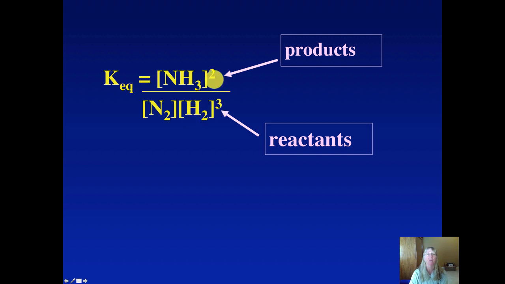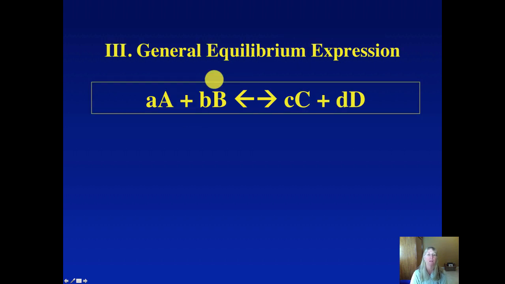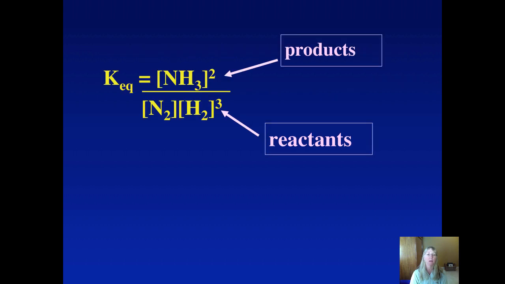And let's take a look at where those powers of 2 and 3 come from. In the general equation that you see here, the little letters a, b, c, and d stand for coefficients. So in our Haber process, there was a big number 2 in front of the NH3 and a big number 3 in front of the H2. So those become powers, or exponents, in the equilibrium expression.